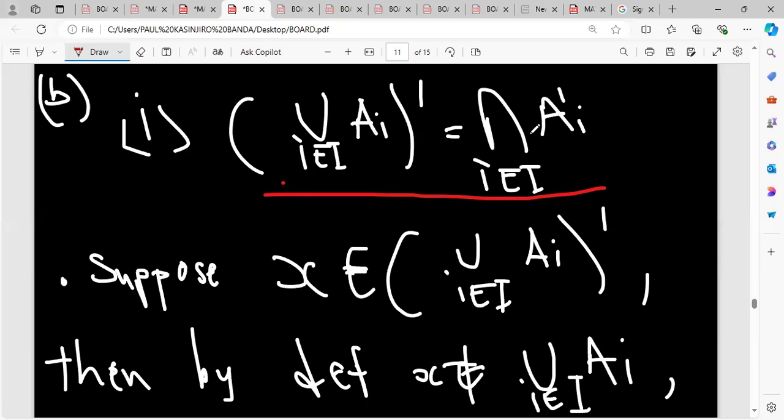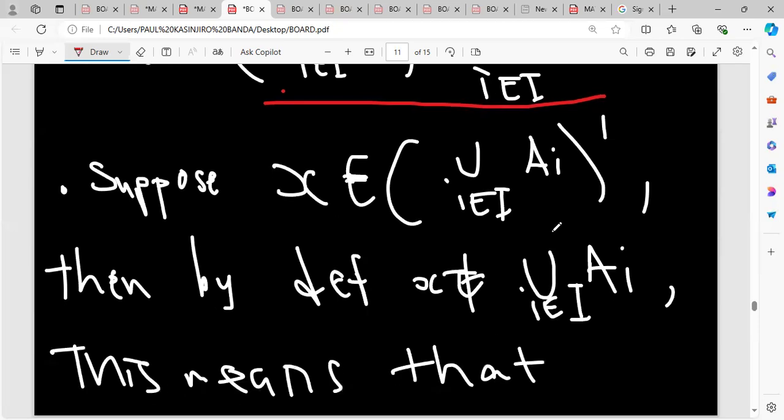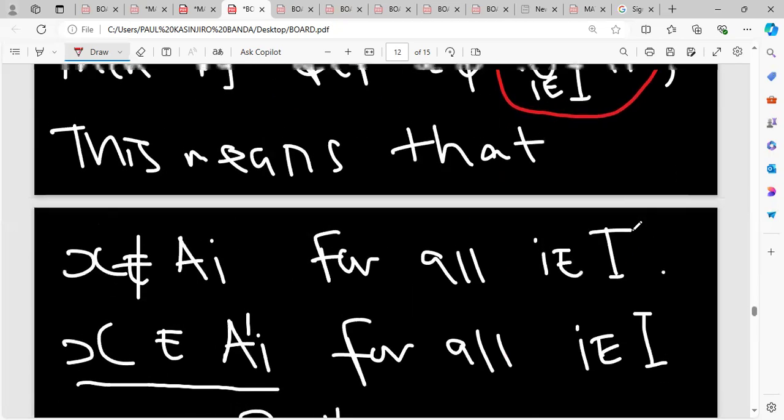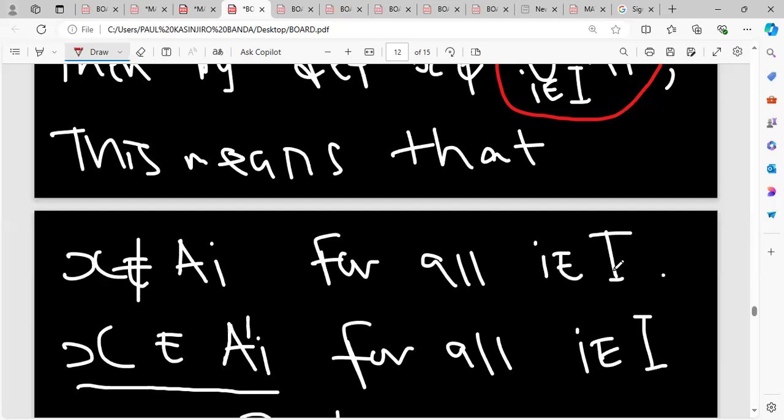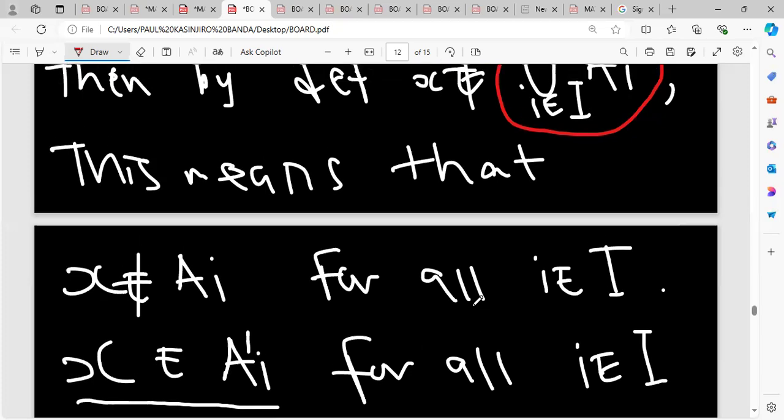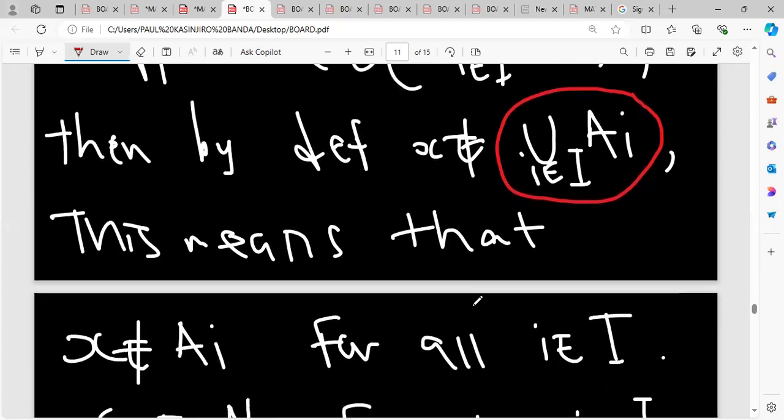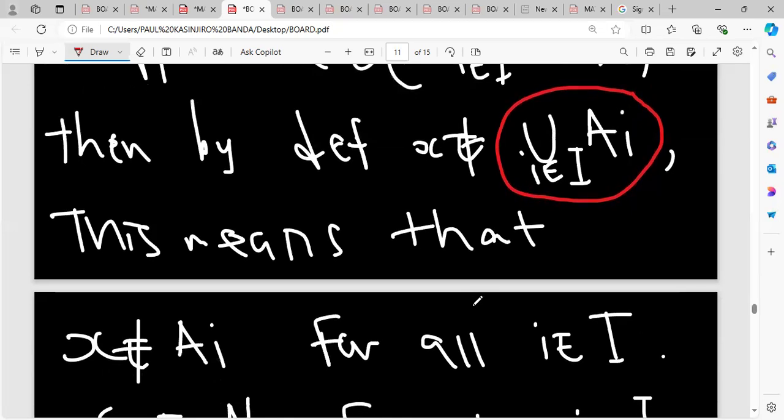Then where you say, suppose X is in this union, the complement part of the union, then by definition, X is not in the part that isn't complement. This means that X is not in AI for all I in the index. Now here, while we were defining the union and the intersection, didn't you say that the union was supposed to say for some? Yes, in the definition for the union, you're supposed to say some.